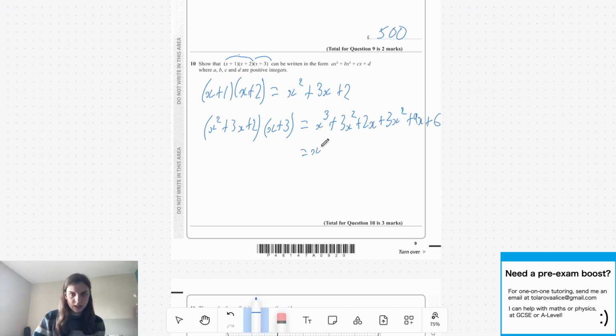Now let's collect like terms. X cubed, that'll be 6x squared, 11x, and 6. It's our answer, and it's in the correct form because everything's an integer.